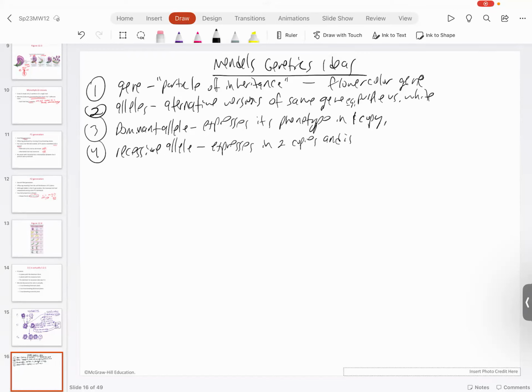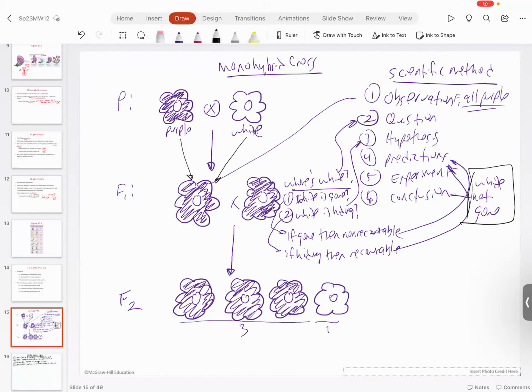This one expresses in two copies and is masked by a dominant. So now you have this idea that alleles aren't necessarily the same, that you have strong ones and you have weak ones. The strong ones will cover up the weak ones, so you never see them. They're hidden.